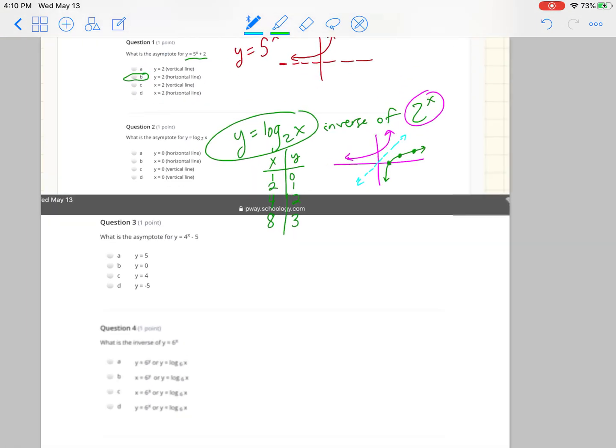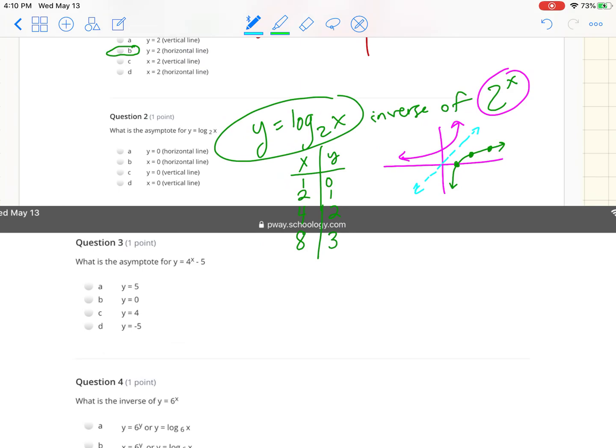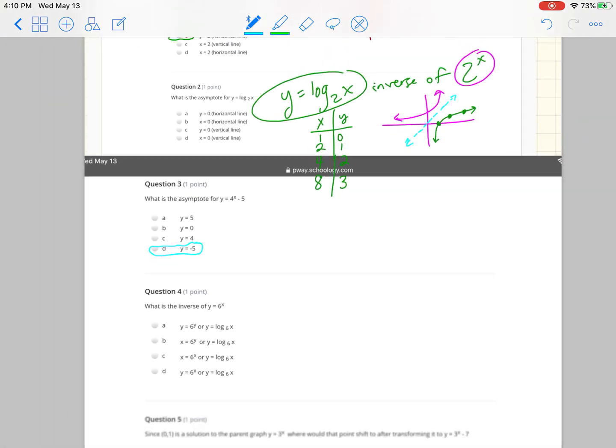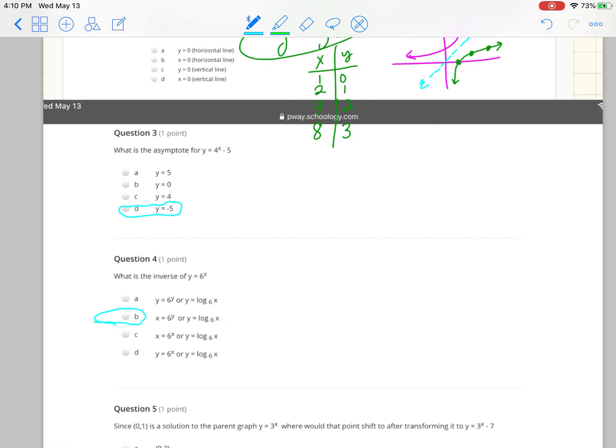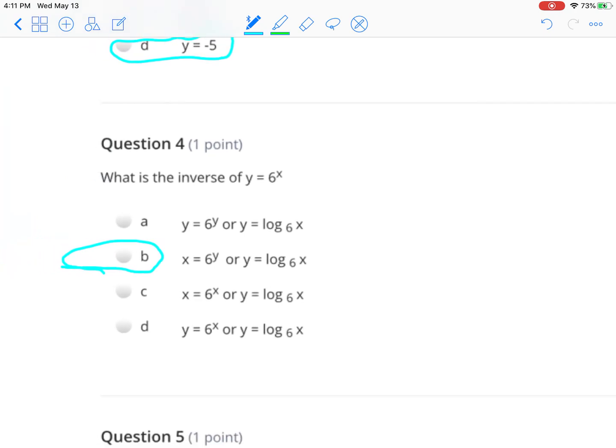because they are reflections of each other. So in number 3, the minus 5 shifts the graph down. So you should have shifted the asymptote down. In number 4, your inverse is when you switch them. So I really only see one situation where you switched them. 6 to the x, now you have x equals 6 to the y. And this is how you would write that: y equals log base 6 of x.